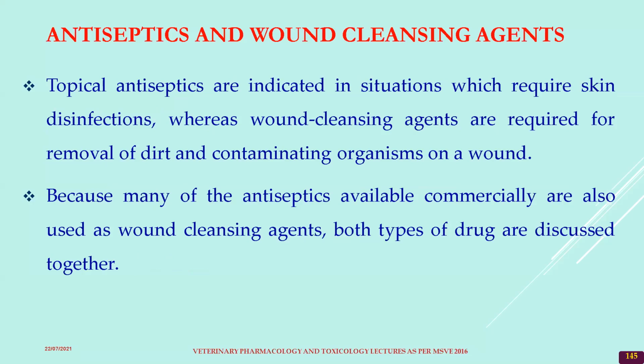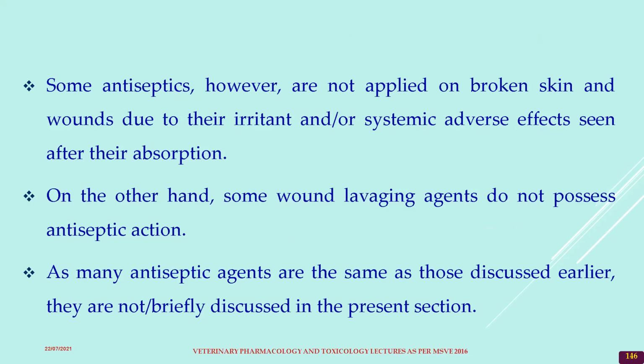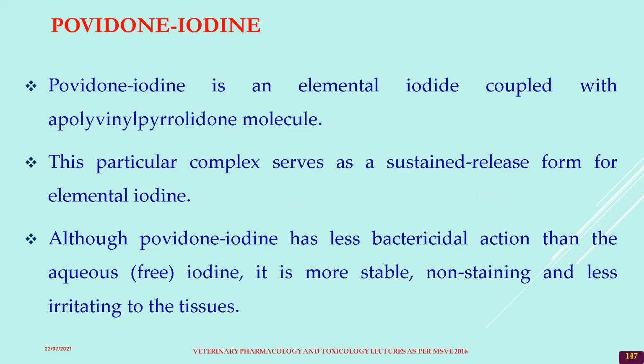So antiseptics and wound cleansing agents, especially for the skin, we already dealt with the antiseptics available in commercial preparations, and they contain the earlier varieties of the drugs. So we have discussed all these things in the earlier chapters. And some antiseptics, however, are not applied on broken skin and wounds due to their irritant or systemic adverse effects. So povidone-iodine, already we have discussed the iodophor, iodine, because it is elemental iodine coupled with some binding molecules like polyvinyl pyrrolidone molecules.